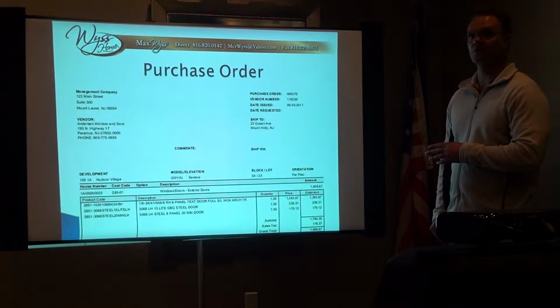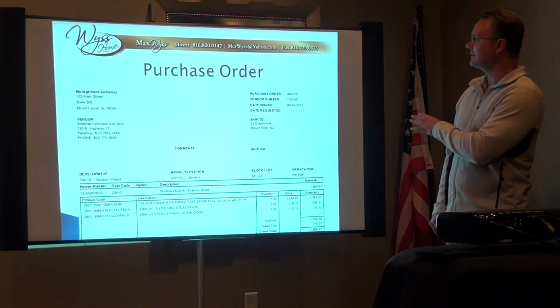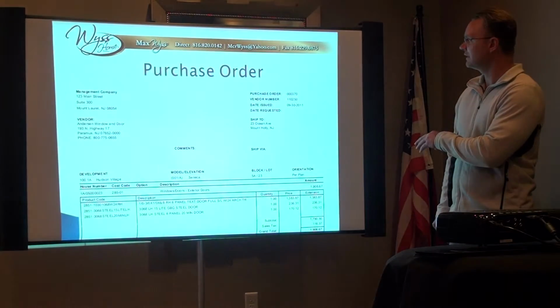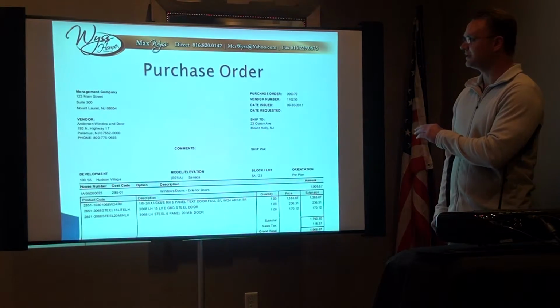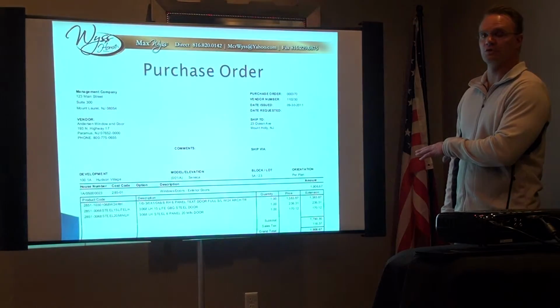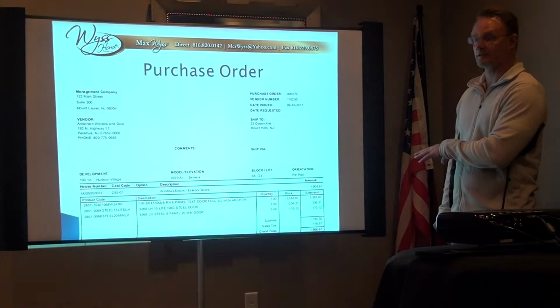This is an example of a purchase order. Once again, very similar to a work order. It will have the date, it will have the purchase order number, it will have the address for the purchase order, and there will be a description of the materials used in the purchase order along with the price.